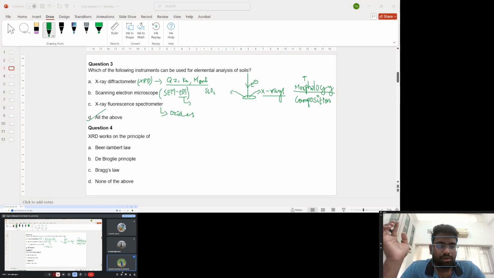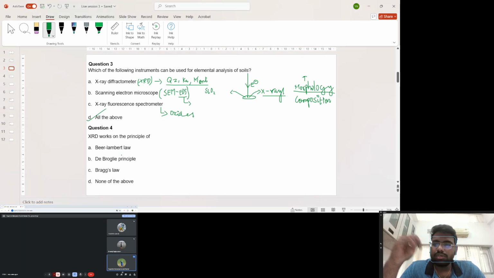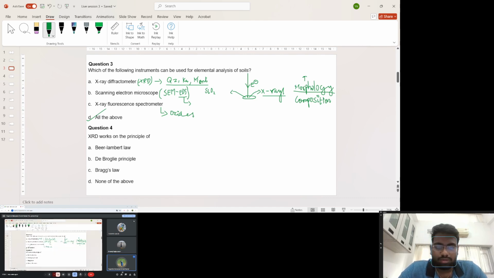So now moving to the next question. XRD works on the principle of: option A, Beer-Lambert's law; option B, de Broglie's principle; option C, Bragg's law; option D, none of the above. Option C, Bragg's law.